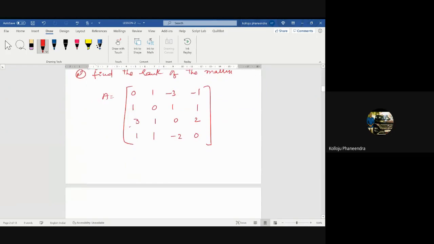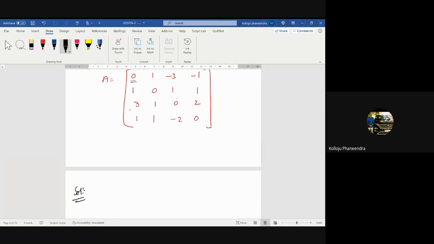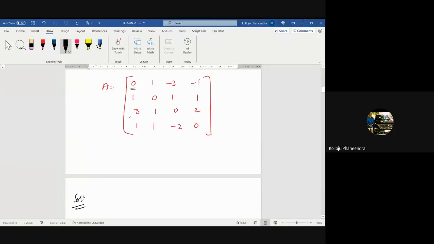Now, the 4 by 4 matrix, I have considered the solution. I told you, we can solve it even though this entry is 0. But without any confusion, let us make the (1,1) position, first row, first column, non-zero. For that, to get 1 here, let me interchange the first row and the second row.